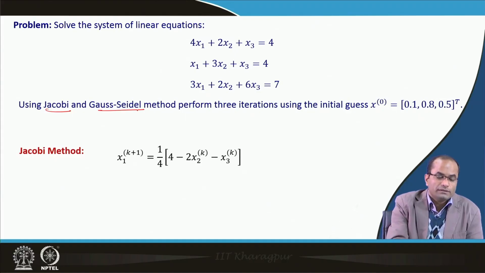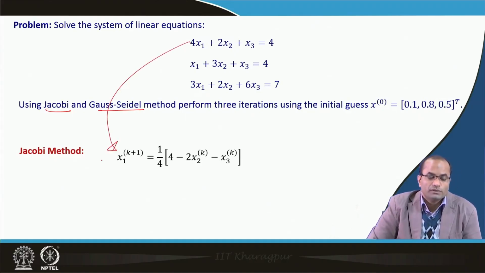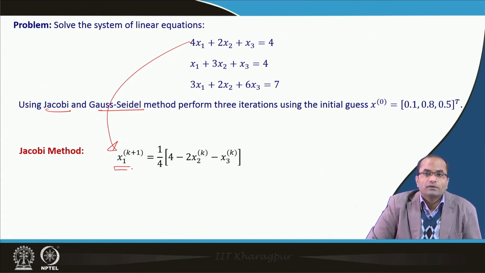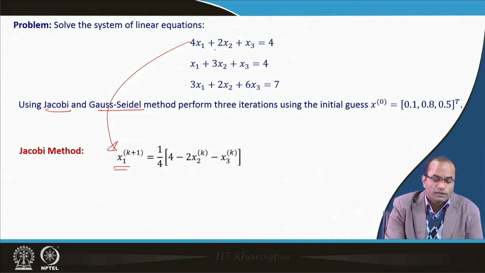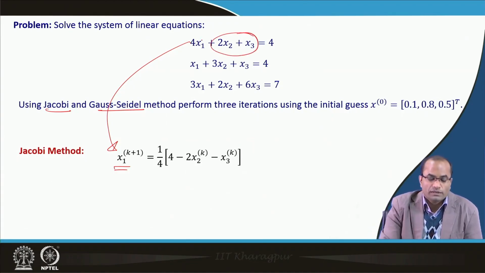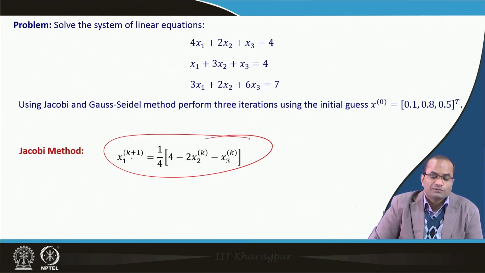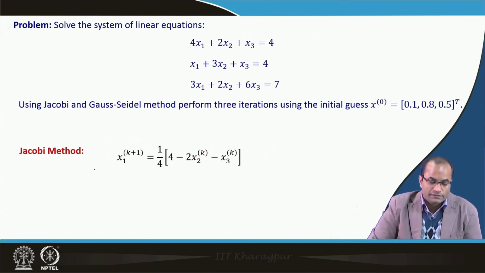So, the Jacobi method, as we discussed before, from the first equation we will set up the iteration for x 1, taking this 2 x 2 plus this x 3 to the right hand side, and this 4 was already there, and then we need to divide by 4. So, we have this iteration for x 1, putting this k there and k plus 1 to the left hand side.